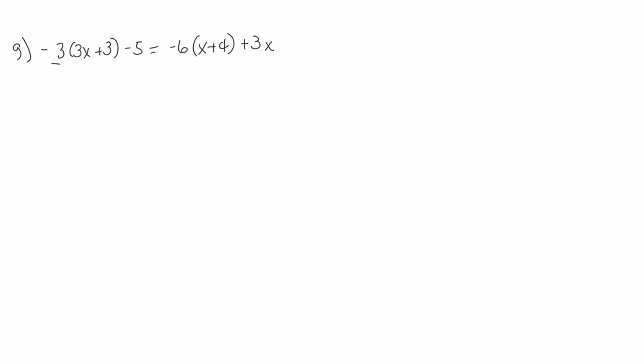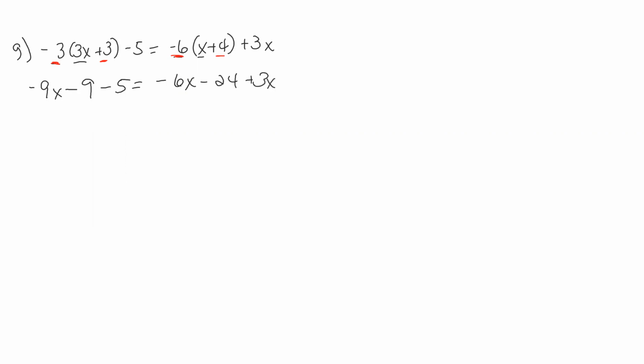So -3 times 3x is -9x. And then -3 times +3 is -9. Don't forget the -5 and the equal sign. And then let's now distribute the -6 on the right. So we get -6 times x, which is just -6x. Then we get -6 times 4, which is -24. And then don't forget your plus 3x.